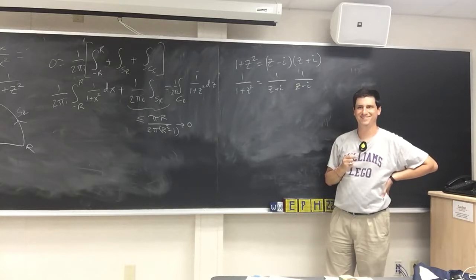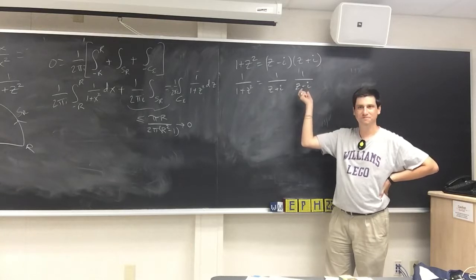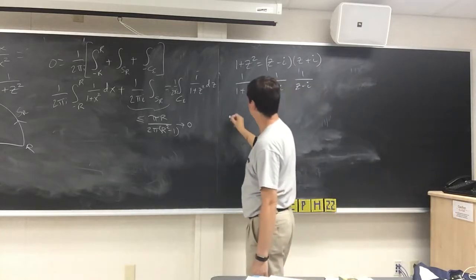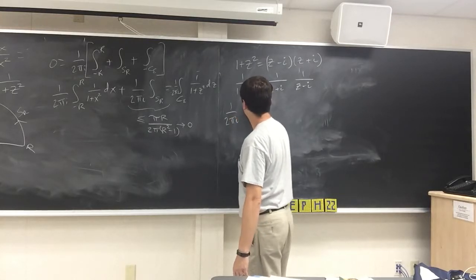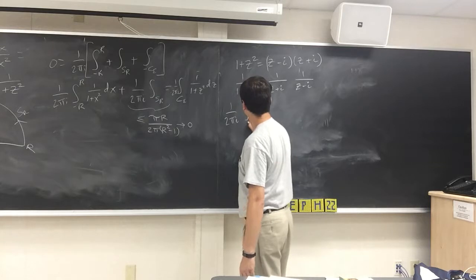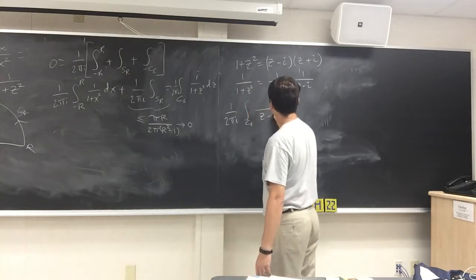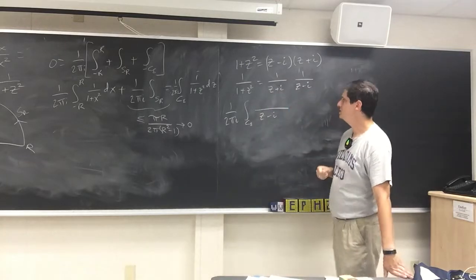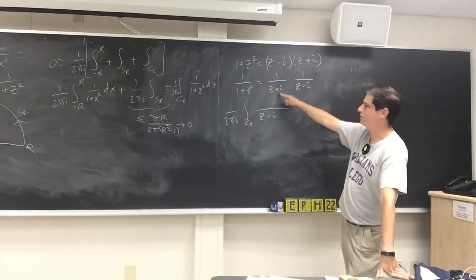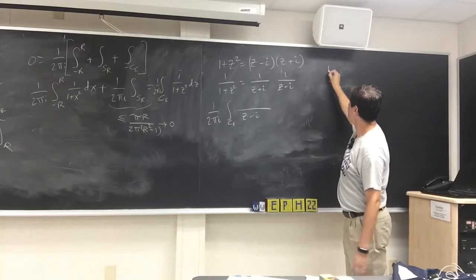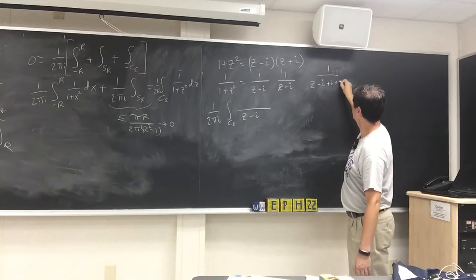Done. I want to expand this about the point i. So now, what do I get? 1 over 2 pi i, the integral over the circle of radius epsilon. So I have 1 over z minus i. Now I want to expand 1 over z plus i, because all that really matters is the first coefficient of this. So I can write this as 1 over z minus i plus i plus i.